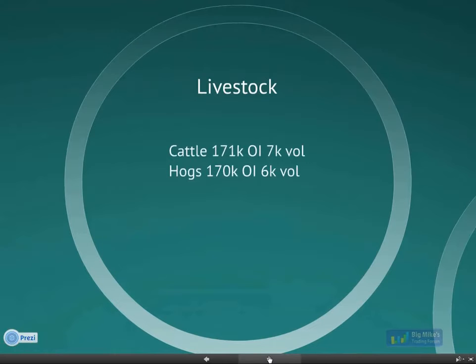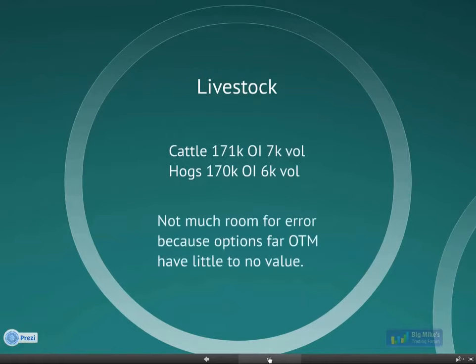The livestock. Cattle and hogs are about 170,000 open interest each. 7,000 volume on cattle, 6,000 on hogs, and that varies per day. But on the livestock options, you can't really get very far out of the money when you're selling those options because they just don't trade. So it's a little bit riskier because you're going to be trading closer to the money, and you can get hit a little easier there. But certain times there are some good opportunities there, and you can make some good money on this.